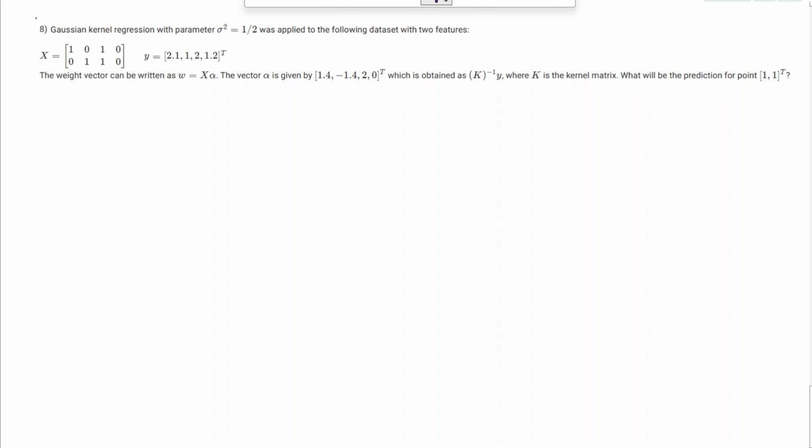So here is our question. We have a Gaussian kernel regression with parameter sigma square equal to 1 by 2. So first of all, what is a Gaussian kernel? The Gaussian kernel is given by k(x, y) equals e to the power minus 1 by 2 sigma square times the norm of x minus y squared, right? So this is the Gaussian kernel.